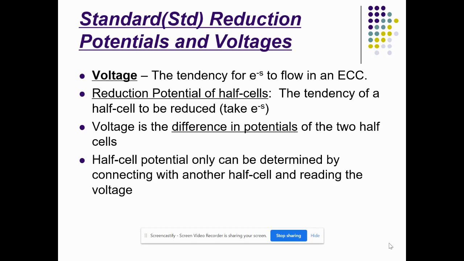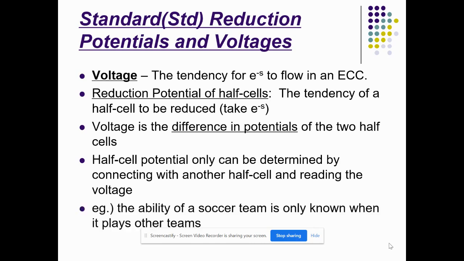So the half cell potential can only be determined by connecting with another half cell and reading the voltage. You can say that this is the same as the ability of a soccer team can only be known when it plays other teams, right? You can practice all you want, but you don't know how good you are until you actually play teams. And your potential can change depending on the team you play.